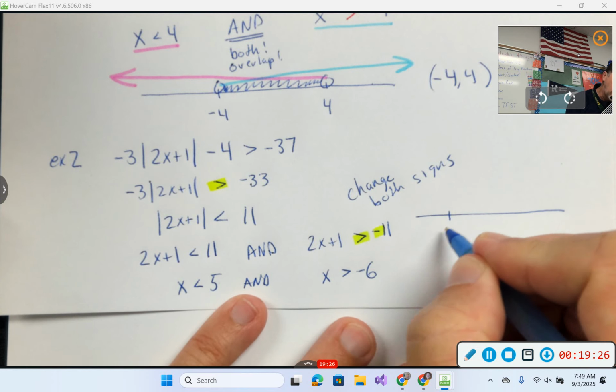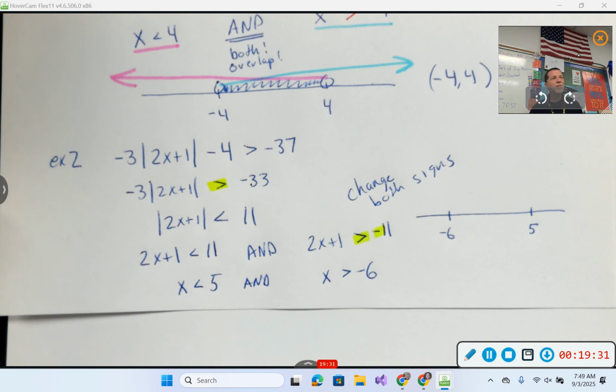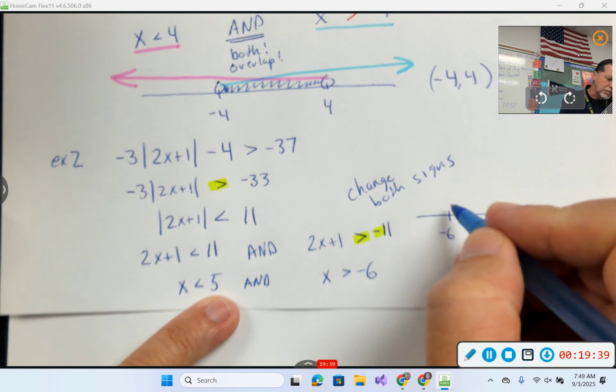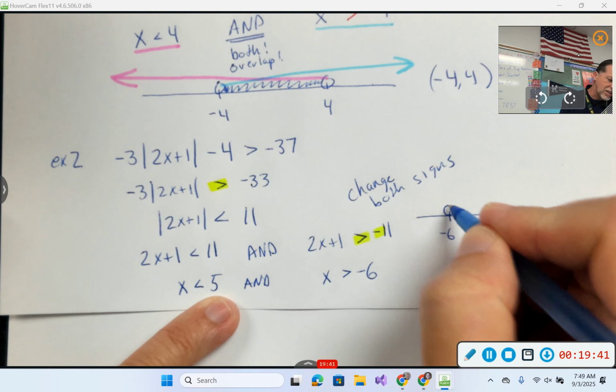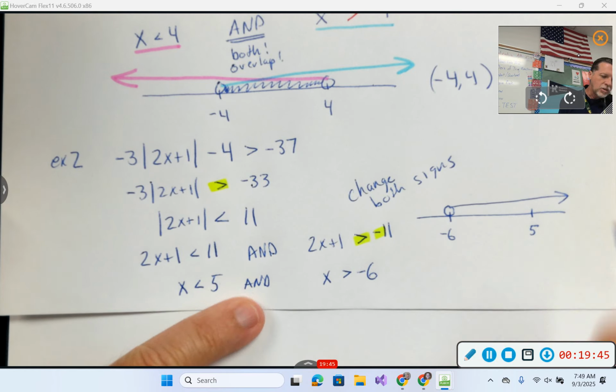Again, make sure that you put them on the number line correctly. I mean, maybe that seems simple, but every year somebody makes that mistake and it messes up the rest of the problem. Okay, so greater than negative 6. I'm going to start at negative 6, and I want bigger than negative 6, so that would be to the right.